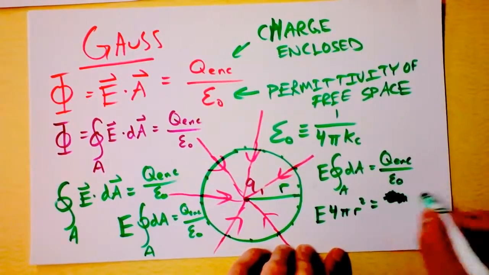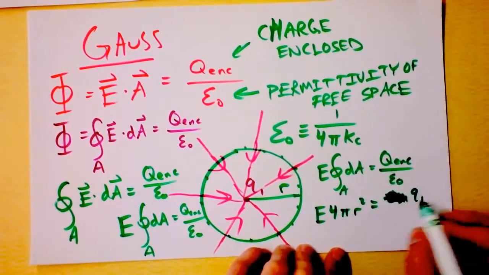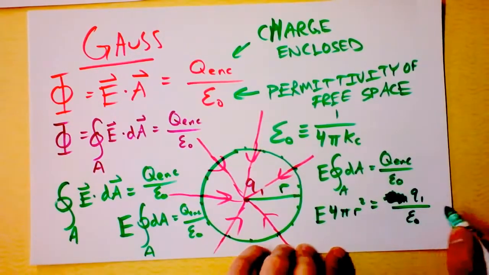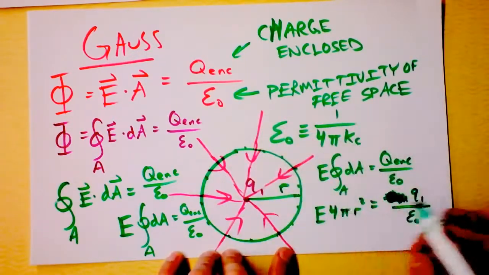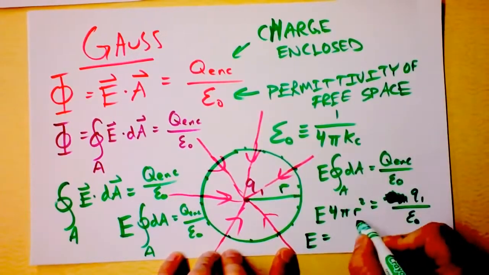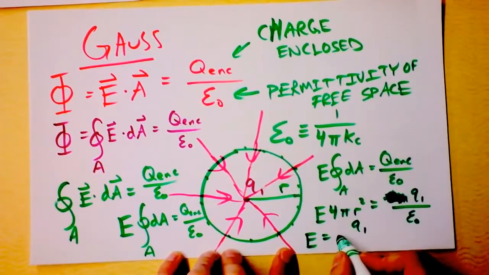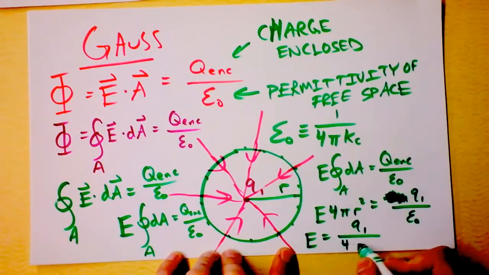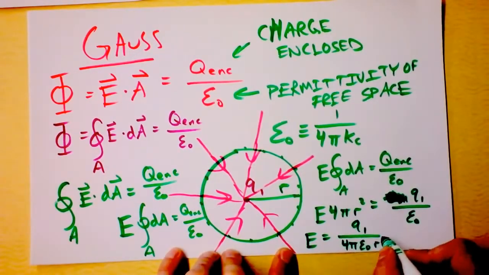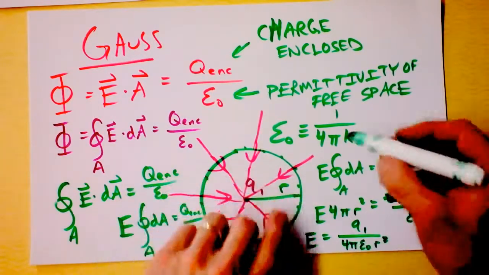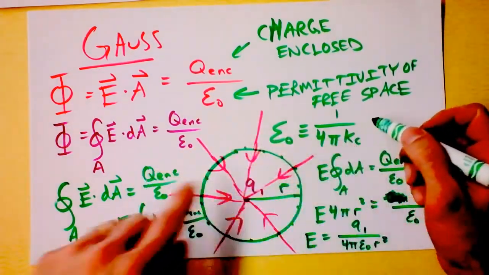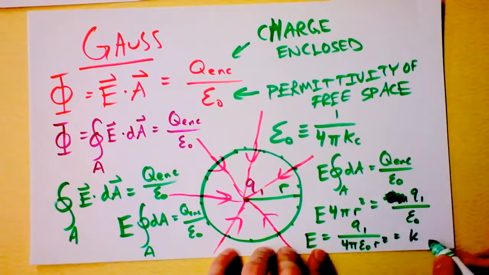Now in this case we can substitute in what we know to be the enclosed charge. It's Q1, and it's negative, and then we have to divide by epsilon naught. And if you want to know the electric field at some distance r around a point charge, it's just the charge that's inside divided by 4 pi epsilon naught r squared. That's the game. That's it right there. But you remember that 1 over 4 pi kc is epsilon naught, so you can change the location of those two. And this is just kc times q divided by r squared.